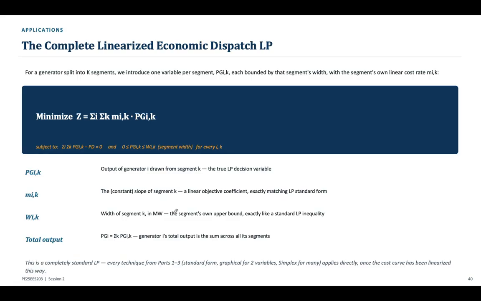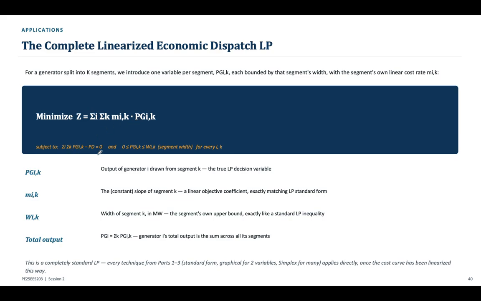So M_ik is multiplied by P_Gik. This is linear. Now we need the power balance constraint: the sum over i and k of P_Gik minus P_D equals 0. Here we have the minimization equation, and subject to it, this equation. The total generation assigned across all generators and all segments must exactly meet demand under the simplified lossless formulation being used.